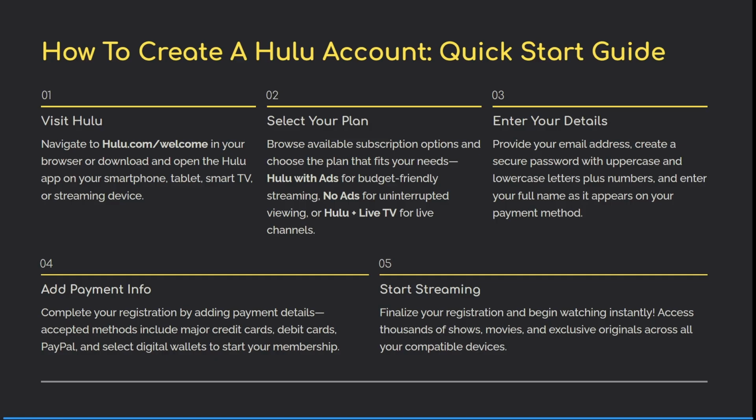Add some payment info. So complete your registration by adding your payment details. The accepted methods include all major credit cards, debit cards, PayPal, and select digital wallets to start your membership. This will all be region specific, so go ahead and check if your region is available. And then finalize your registration and begin watching literally instantly.